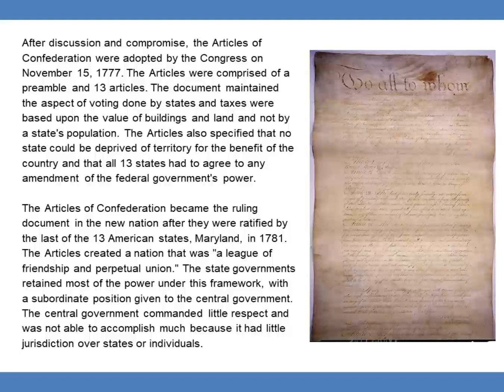The Articles of Confederation became the ruling document in the new nation after they were ratified by the last of the 13 American states, Maryland, in 1781. The Articles created a nation that was a league of friendship and perpetual union. The state governments retained most of the power under this framework, with a subordinate position given to the central government. The central government commanded little respect and was not able to accomplish much because it had little jurisdiction over states or individuals.